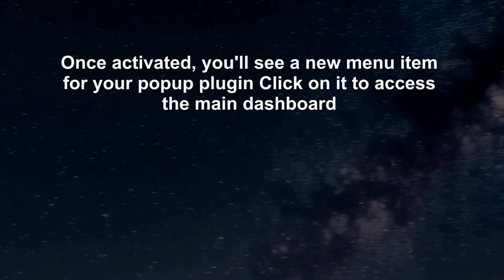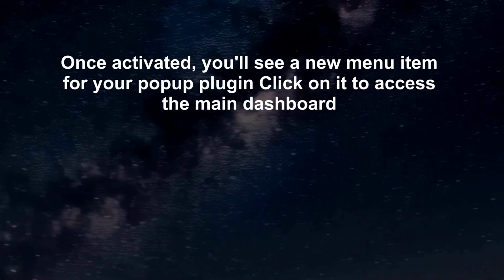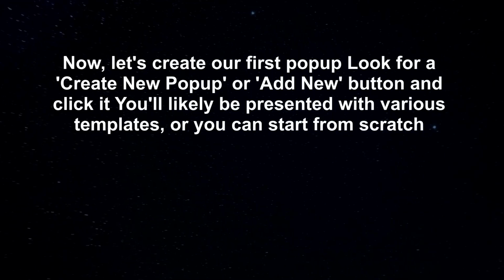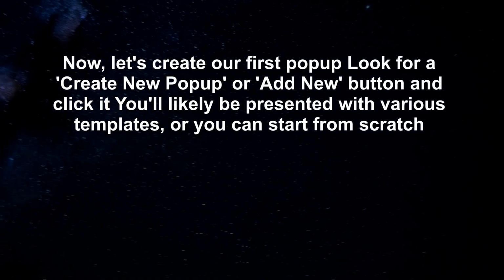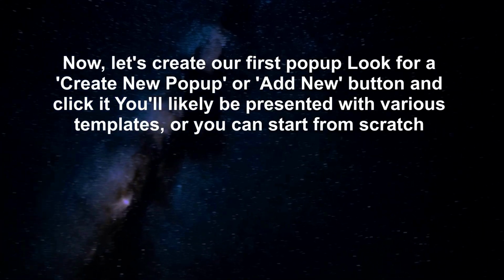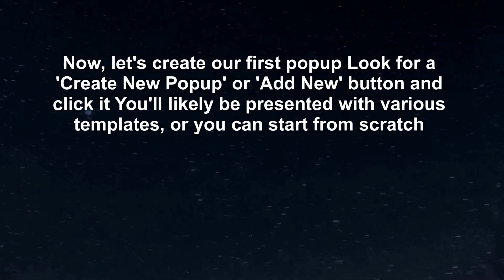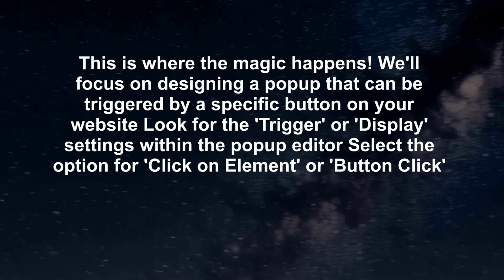Once activated, you'll see a new menu item for your Popup plugin. Click on it to access the main dashboard. Now, let's create our first pop-up. Look for a Create New Pop-up or Add New button and click it. You'll likely be presented with various templates, or you can start from scratch. This is where the magic happens.